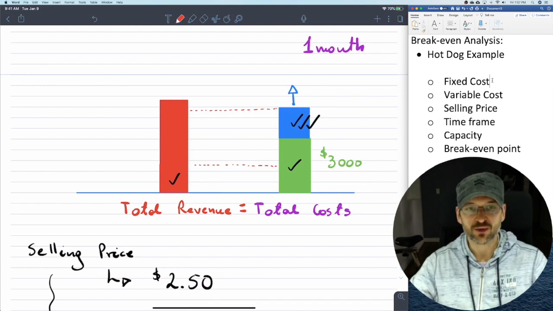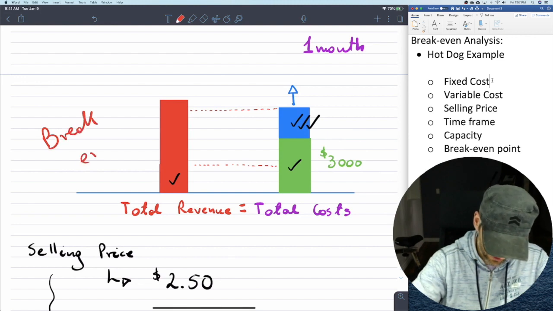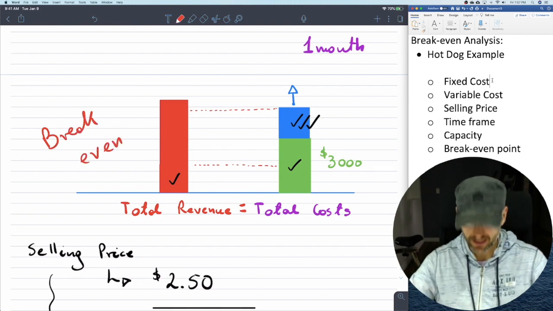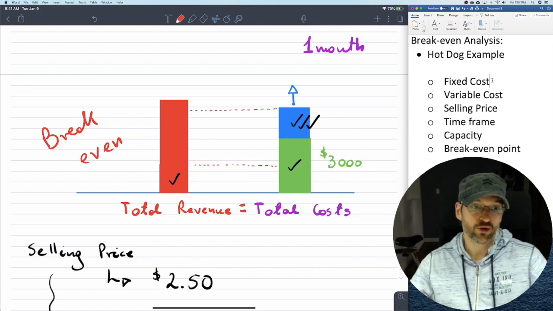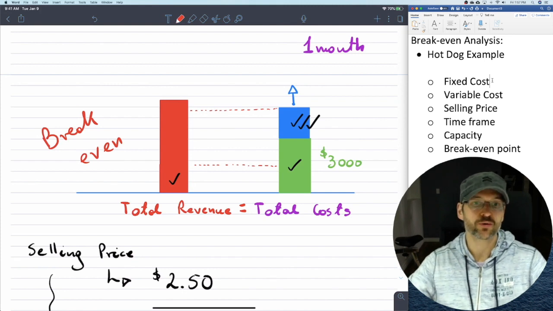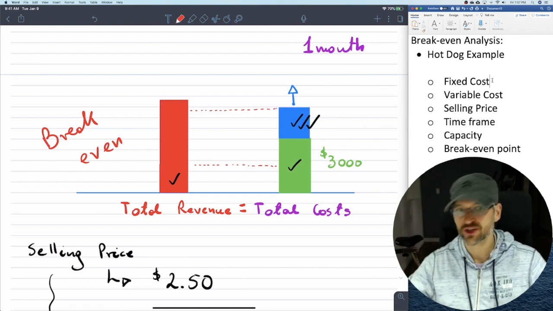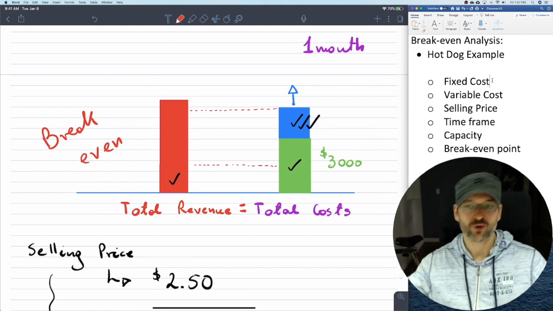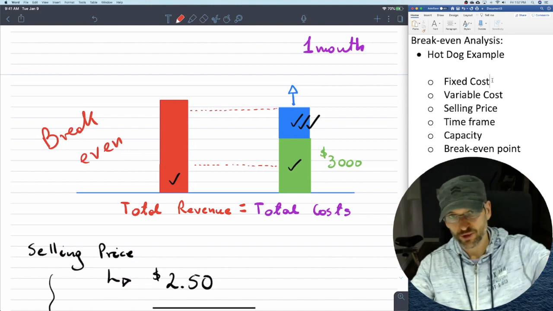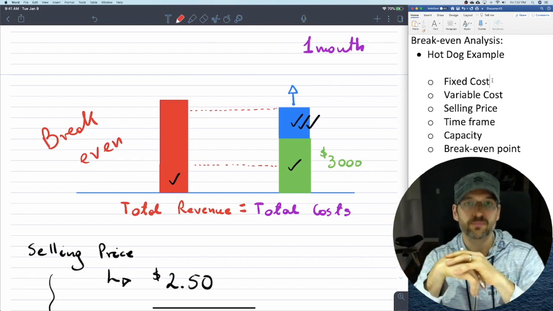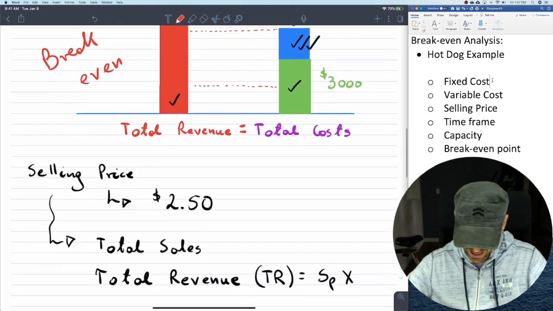If they are equal, this is exactly what you call break even. Why? Because you've covered all your costs. That's the ultimate goal. We want to be able to break even, and find out when this happens, meaning how many hot dogs you have to sell in order to cover all your costs. After that point, you basically start making a profit. So visually, this is what we had.